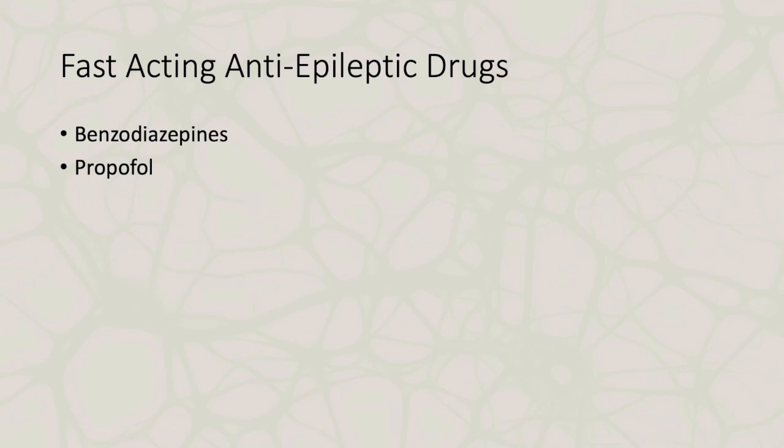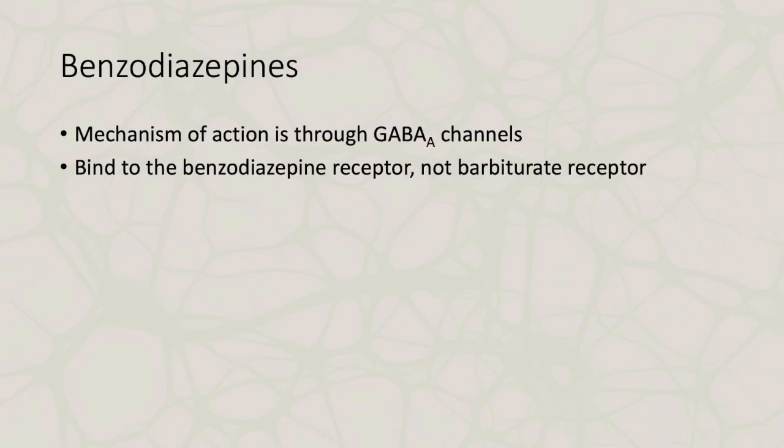Now, the last two drugs that we'll talk about are going to be your benzodiazepines and propofol. We're not going to go over much, just again, the mechanism of actions. And these are going to be your fast-acting antiepileptic drugs. So we'll first start out by talking about benzodiazepines. And their mechanism of action is going to be through the GABA-A channels again. And as discussed earlier, these bind to the benzodiazepine receptor within the GABA-A channels, not the barbiturate receptor.